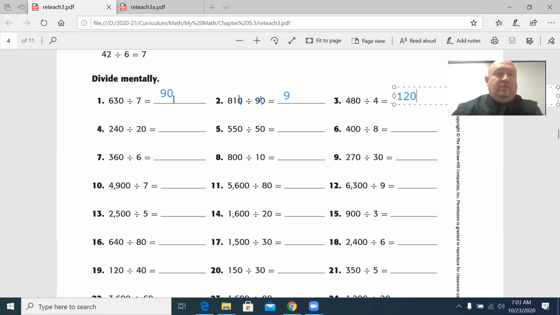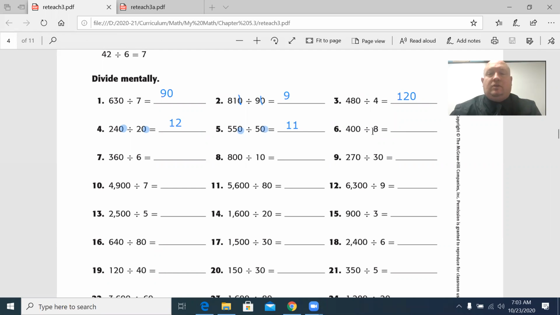Then I have 240 divided by 20. That's another where I can get rid of that zero. So now I have 24 divided by 2. It's 12. Again, 550 divided by 50. I can divide both sides by 10. 55 divided by 5. And if you remember that one, that is an 11.